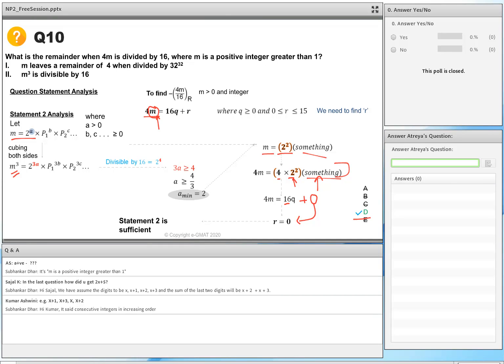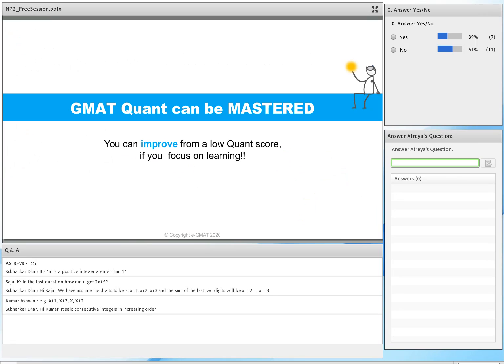So tell me, guys, after all of this learning, do you still think that you need to be a math wizard to essentially master GMAT Quant? Do you think that you need to be a math wizard to master GMAT Quant? If you think so, then I have some really interesting stories for you. Mastering GMAT Quant is not at all difficult. You can improve from a low quant score to a Q51 in record time if you follow some good habits. And what are the good habits? The habits that we talked about in this entire session.